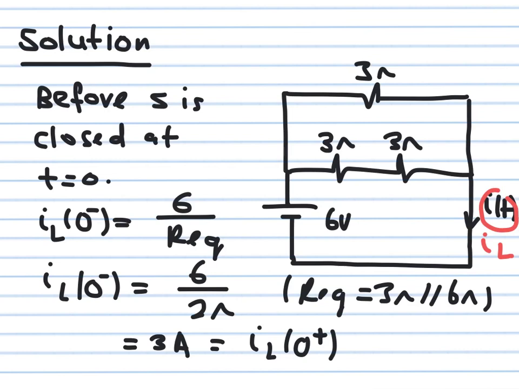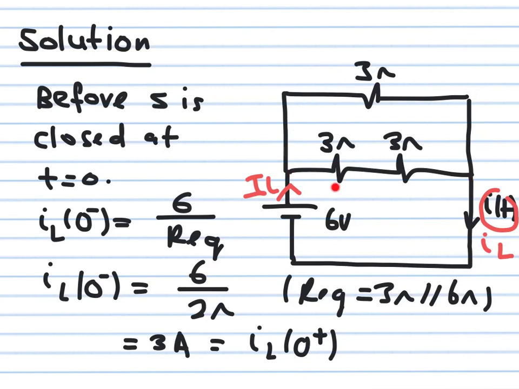This current is not that difficult to see. The current supplied by the battery is IL, and this current will flow in the two parallel branches. It will split, and then it will recombine again. So the current supplied by the battery is equal to 6 volts divided by the equivalent resistance. It's not that difficult to see.